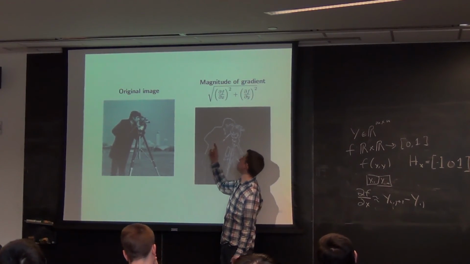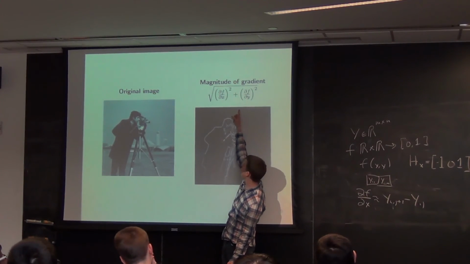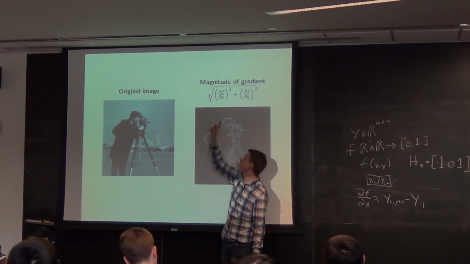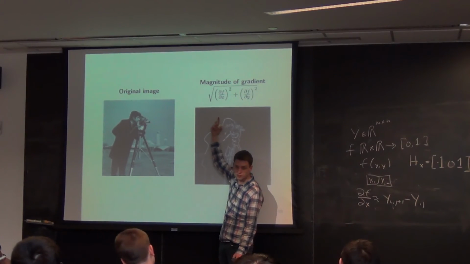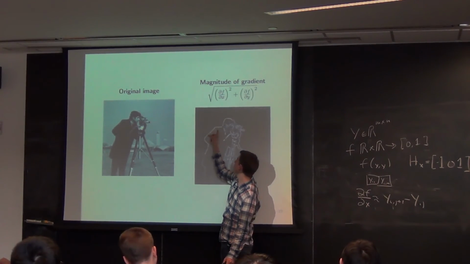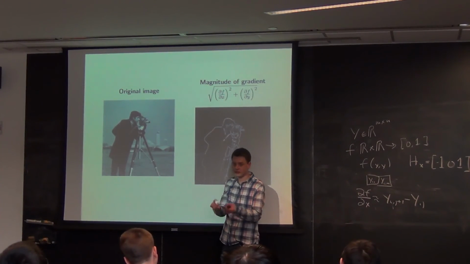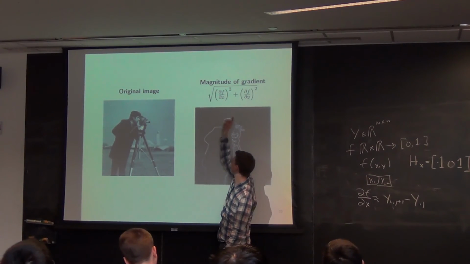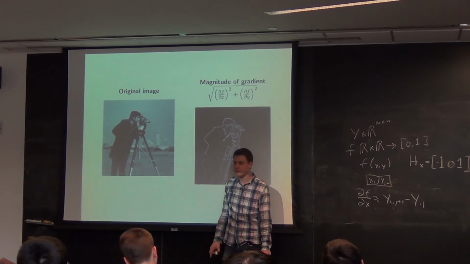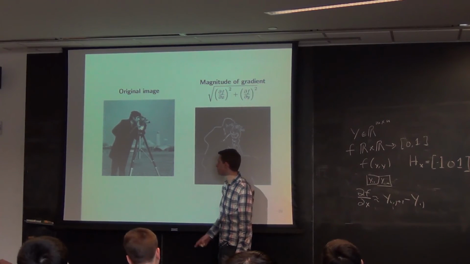What I'm plotting here is actually the magnitude of the gradient. So I'm computing the gradient using a Sobel filter in both the x and y directions, and then I'm plotting the square root of the sum of those two things squared. So it's the magnitude of the gradients that I'm plotting here.